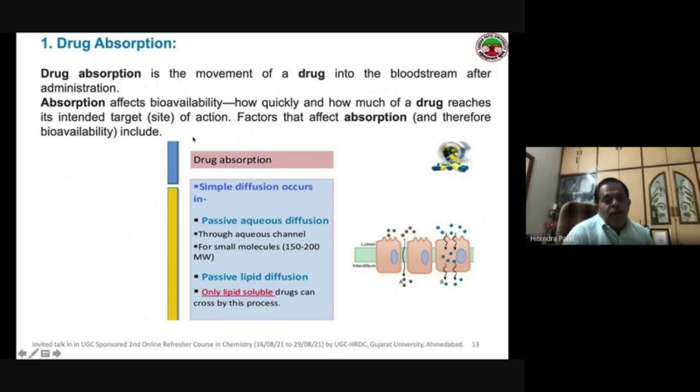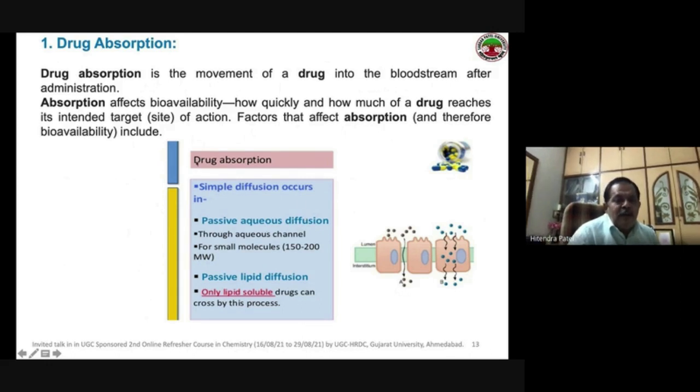When we talk about drug absorption, the small figure clearly indicates how drug absorption can happen. Simple diffusion occurs after drug administration. So absorption is started, and after simple diffusion you can see that passive aqueous diffusion also takes place, which is very important for the drug molecule passing through the aqueous channel, you can see the lumen here.